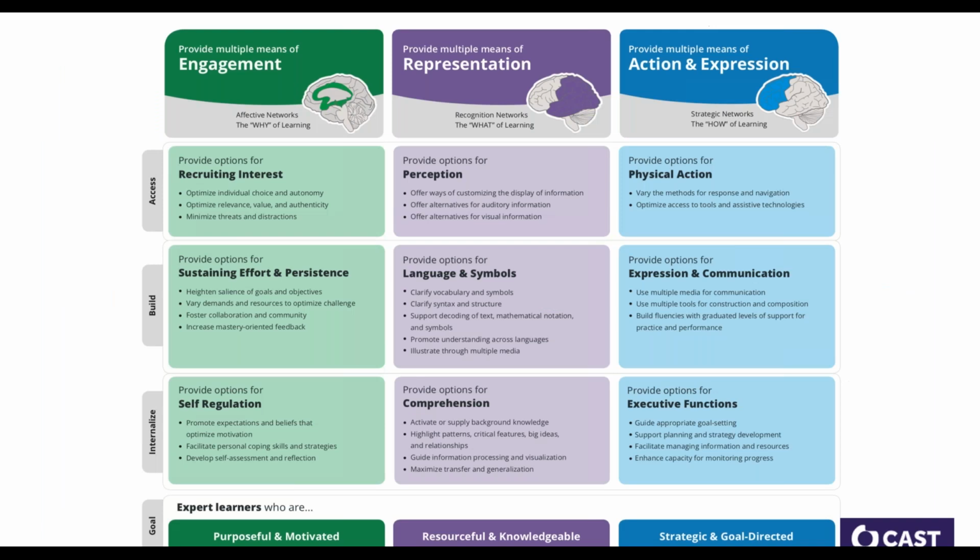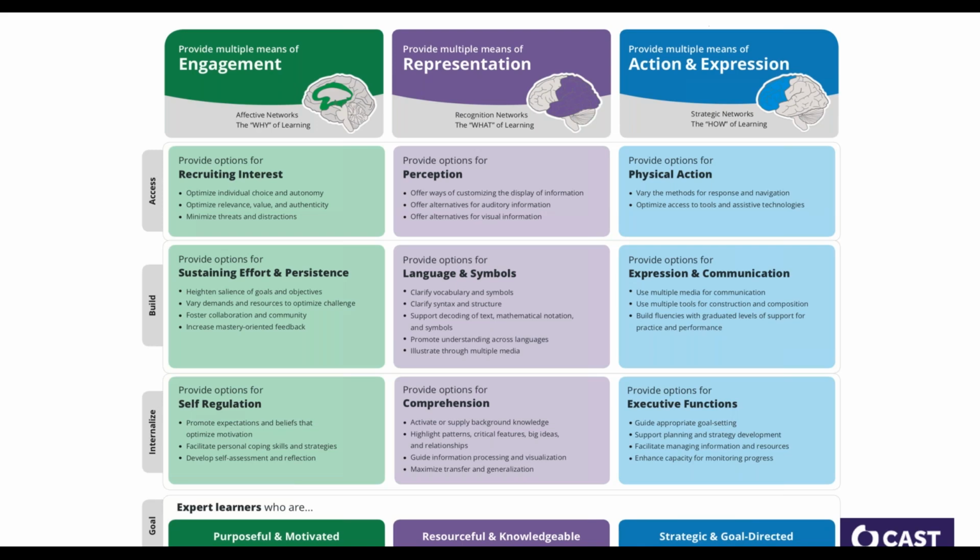So what we want to look at now is the multiple means of engagement, multiple means of representation, and multiple means of action and expression. And this is the framework of universal design. The why, the what, and the how. Within engagement, we're going to provide options for recruiting interest. We're going to provide options for sustaining effort and persistence, and we're going to provide options for self-regulation. We're also going to look at representation, so provide options for perception, provide options for language and symbols, and provide options for comprehension.